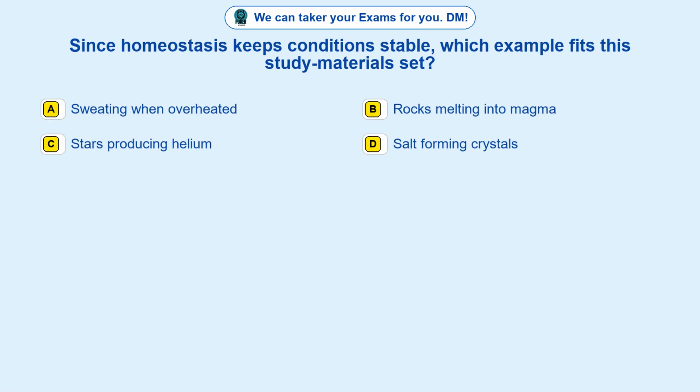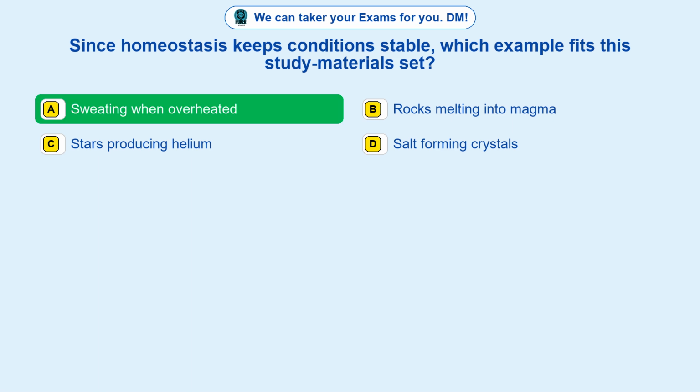Question 20. Since homeostasis keeps conditions stable, which example fits the study material set? Option A. Sweating when overheated. Option B. Rocks melting into magma. Option C. Stars producing helium. Option D. Salt forming crystals. The correct answer is option A.